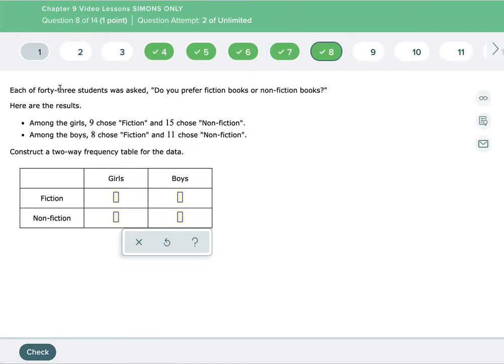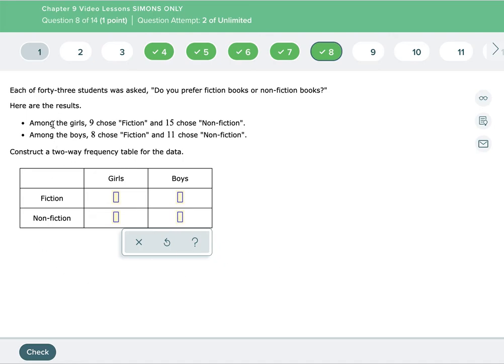Okay, now we got 43 total students. Each one of them was asked, do you prefer fiction books or nonfiction books? So one of my headings is going to be fiction or nonfiction, right? So that looks like that's what they're doing with the side here. And it looks like they break the students up into boys and girls, all right? So you got your whole population split up into boys and girls, and then their preferences are down here, all right? Now, it doesn't matter if they had girls and boys here and then fiction, nonfiction running across the top. Either way, it'll give you the same thing, okay?